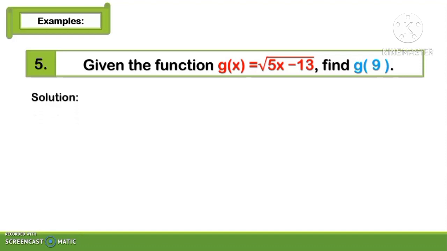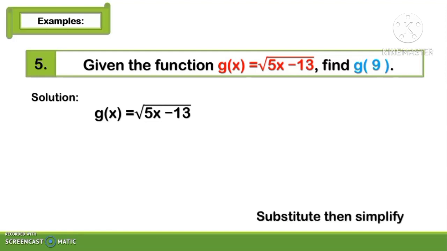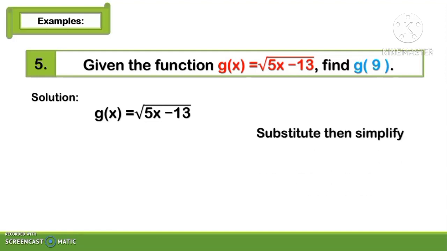First, copy the given function. G of x is equal to square root of 5x minus 13. We're going to substitute and then after that, simplify. Ano ang ating isa-substitute? That is 9, yung nasa loob ng parenthesis. We're going to substitute 9 sa lahat ng x dun sa given function. Like this one. Kung makikita mo, pinalitan natin yung dalawang x ng 9. So it will become g of 9 is equal to square root of 5 times 9 minus 13.